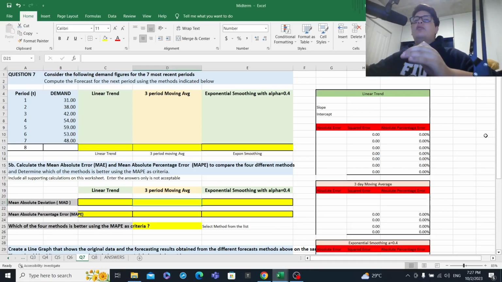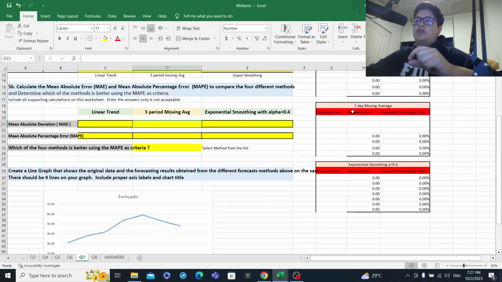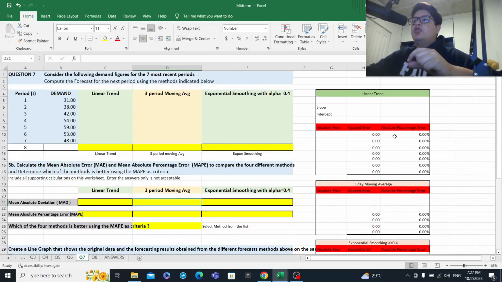Hello and welcome to the solution of question number 7. To address this question, first of all, we have to calculate for the linear trend the slope and the intercept. Here are some tables I made so we can illustrate how this is developed.